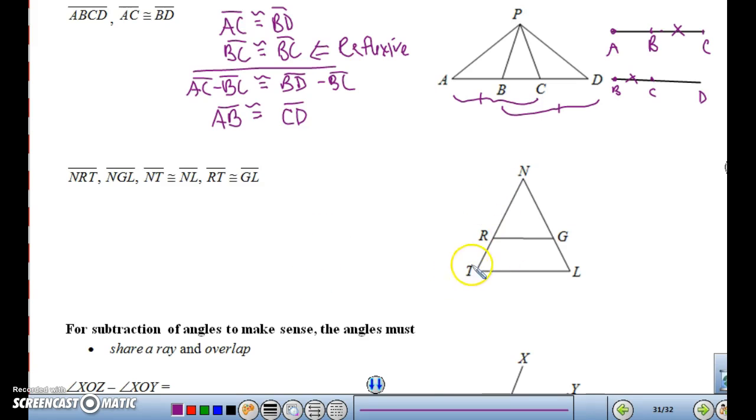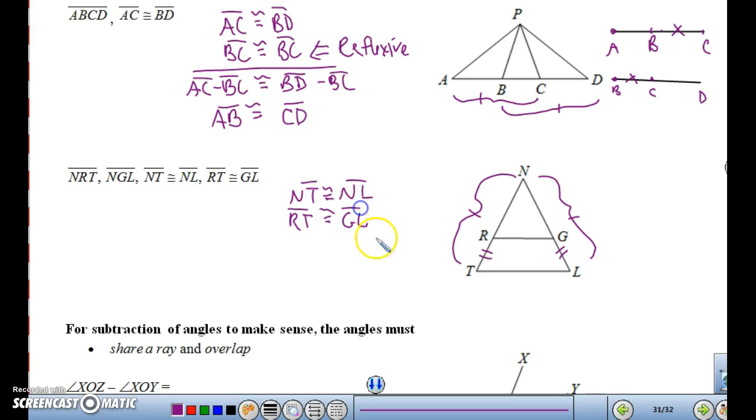We have segment NRT and NGL, where NT is congruent to NL, and RT is congruent to GL. So if I take those two congruent segments and subtract them, what segments am I going to end up with? Let's see. NT is congruent to NL. RT is congruent to GL. And if I cut these pieces off, what am I left with? NT minus RT is NR. And NL minus GL is left with NG.